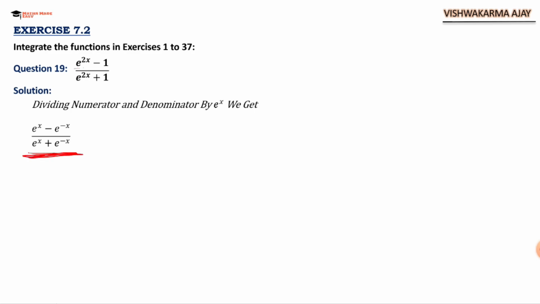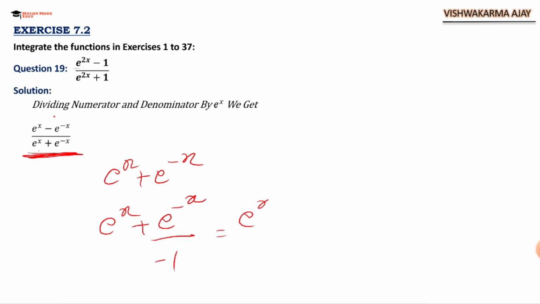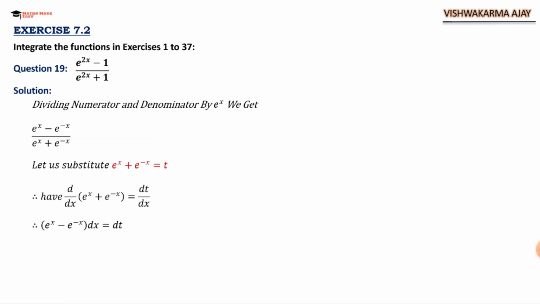Now I think you can see the derivative of this term is available here. E raised to x plus e raised to minus x. The derivative of e raised to x plus e raised to minus x can be written as e raised to x plus e raised to minus x upon minus 1. It is e raised to x minus e raised to minus x. So I am going to take this term as t, and this term will go with dx to make dt. Clear? Let's substitute e raised to x plus e raised to minus x is equal to t.